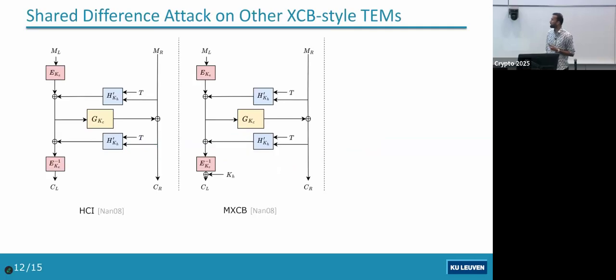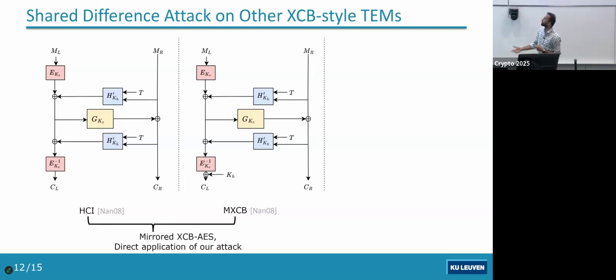Just like XCB-AES, there are other variants of hash-counter-hash schemes with a similar strategy. There are three of these: HCI and MXCB, which, if you see, are just a flipped version on the y-axis of XCB-AES. This time you separate the first block on the left side, and then the remainder is taken as MR. So you apply the attack directly, and this time you recover MR instead of ML.